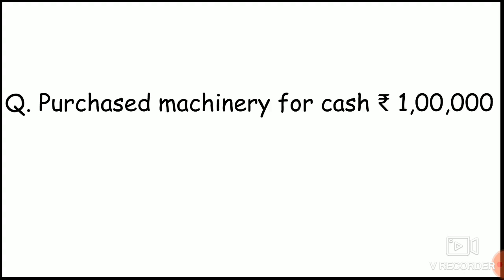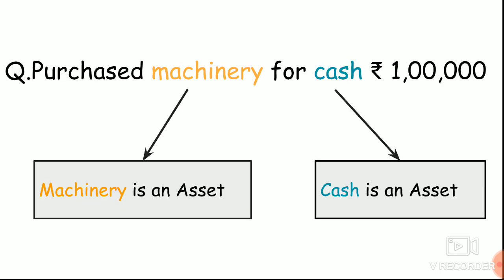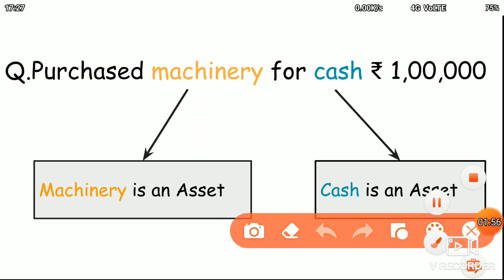Let us take an example where the business has purchased machinery for cash and the value of the machinery which was purchased is rupees 1 lakh. In this transaction, there will be two accounts which will get affected. That is the machinery account and the cash account. The machinery account is an asset. On the other hand, the cash account also is an asset. Now let us see the effect.